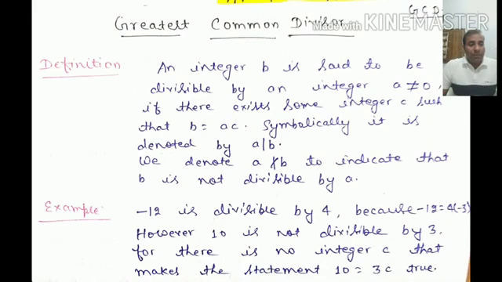Now we take some examples. Minus 12 is divisible by 4 because minus 12 can be written as 4 into minus 3. However, 10 is not divisible by 3, for there is no integer c that makes the statement 10 equals 3c true. When c equals 1, you get 3. When c equals 2, you get 6. When c equals 3, you get 9. When c equals 4, you get 12. It means we cannot find an integer c so that 10 equals 3c.